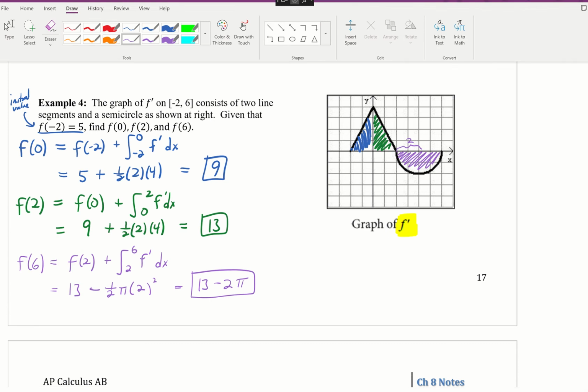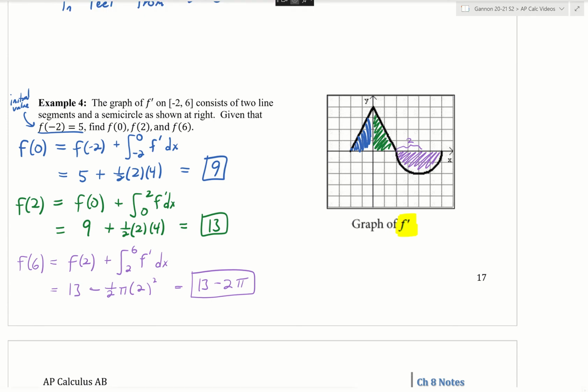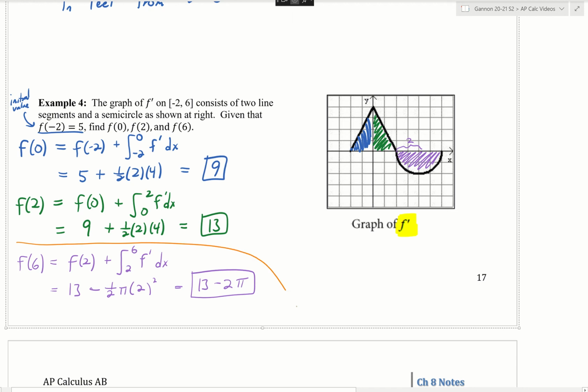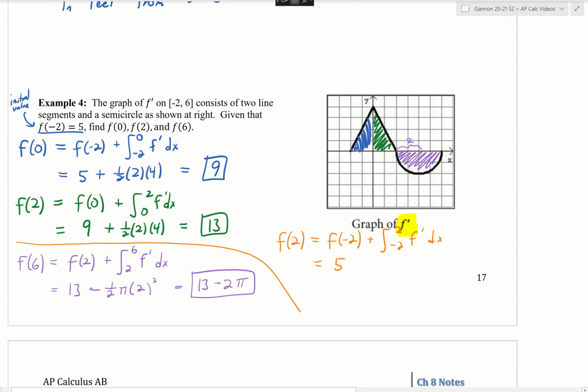All right, so I mentioned that I was going to go ahead and show you guys one additional way to find f of 2. So another way to potentially find f of 2, all right, let's just try to block this off here. So another way to think about f of 2 is using that initial value of f of negative 2, we could do f of negative 2 plus the integral from negative 2 to 2 of f prime dx. And again, f of negative 2 is 5.